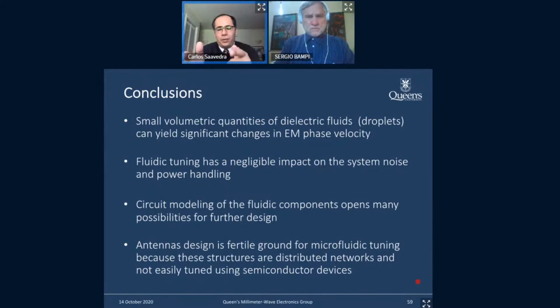With respect to the losses, definitely there was a deterioration in the insertion loss of the filters. There's no question that depending on the type of fluid that you use, you can have a worse deterioration in the insertion loss. So here's where you really want to know beforehand, before you start designing anything, what is the complex permittivity of the dielectric fluid you're using.